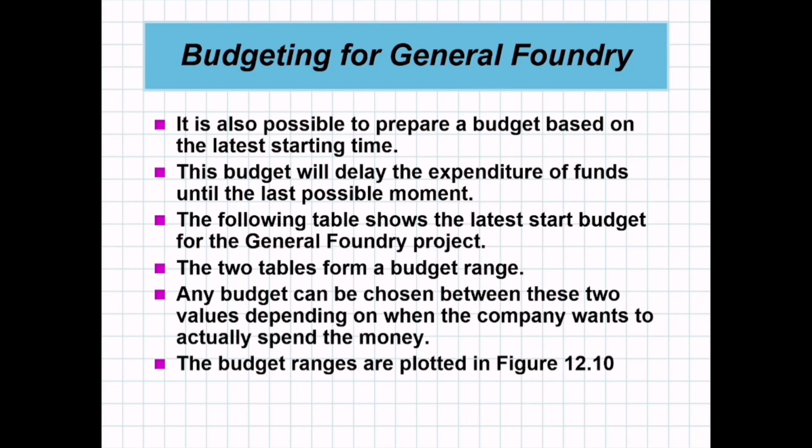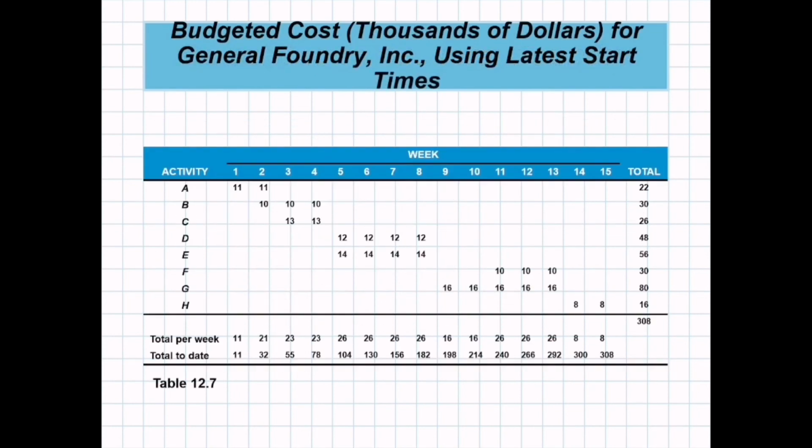Two tables form a budget range. Any budget can be chosen between these two values depending on when the company wants to actually spend the money. So here is our budget.